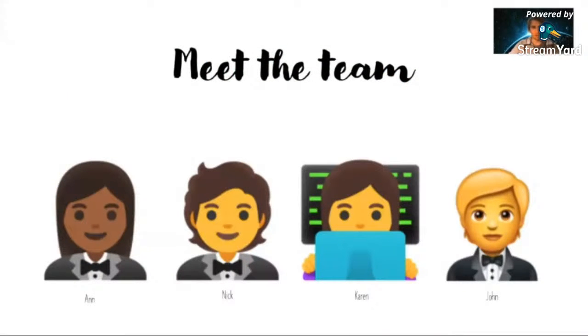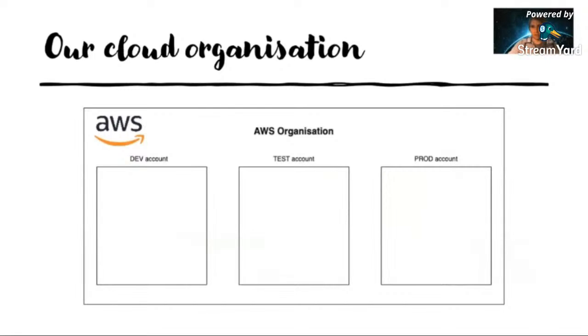Within our team, we have Nick, myself, we have Karen, and we have John, because every team needs a John. And we have an AWS organization within which we have multiple AWS accounts. So we have a dev account, test account, a production account. So really a production ready setup to separate the dev, the test, and the production environment on multiple accounts like you should.